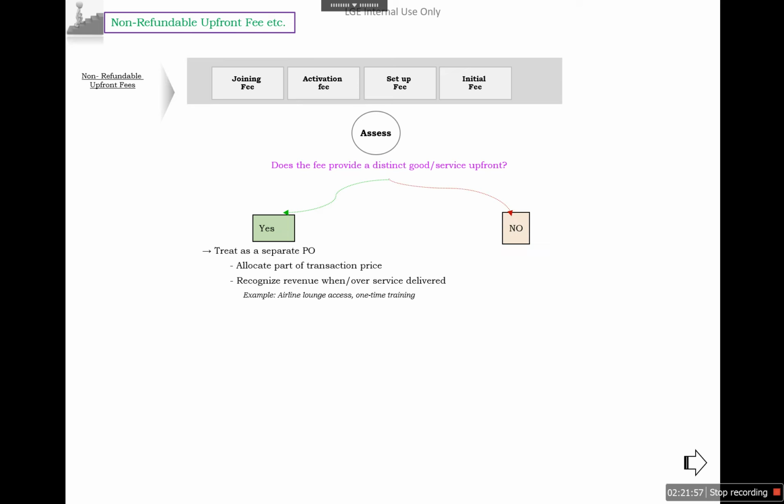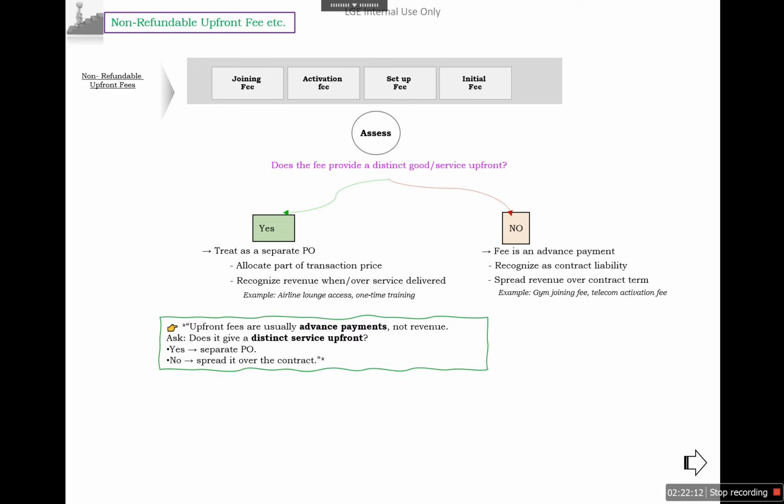And if not, the fee is an advance payment and we need to recognize it as a contract liability and spread it over the contract term. For example, gym joining fees, telecom activation fees, etc. So upfront fees are usually advances, not revenue. And we need to ask, does it give a distinct service upfront? If yes, then it is a separate performance obligation. If not, then we need to spread it over the contract.